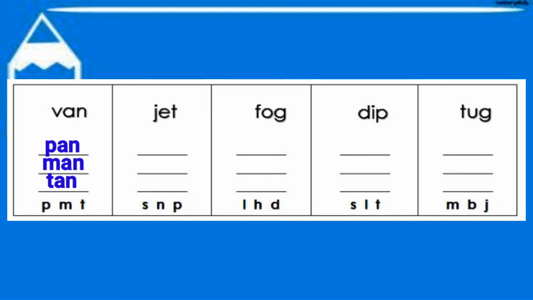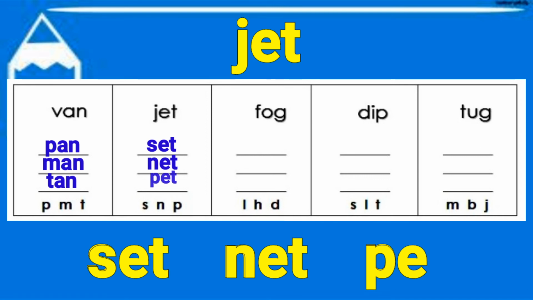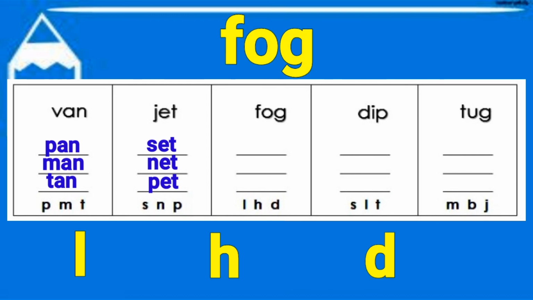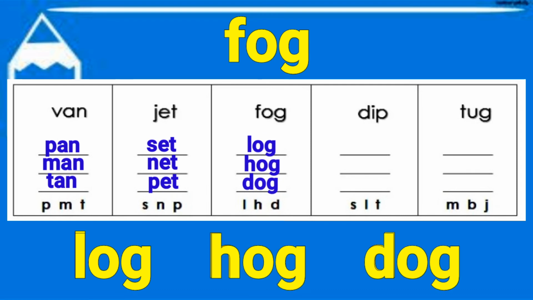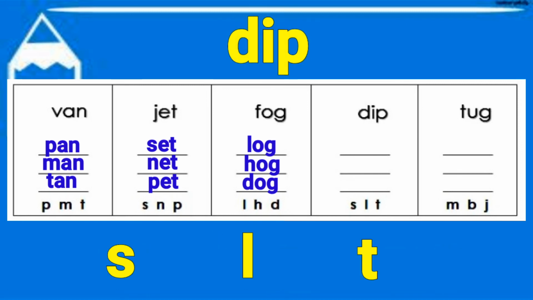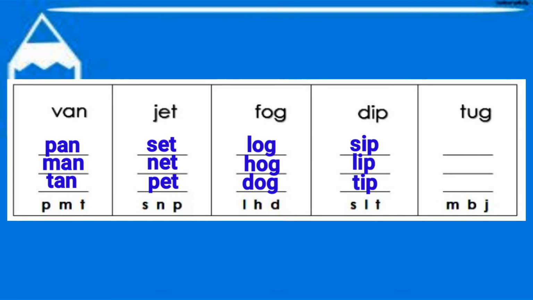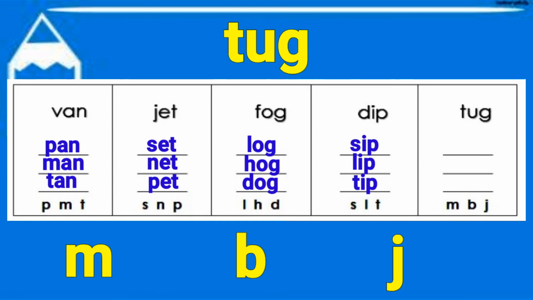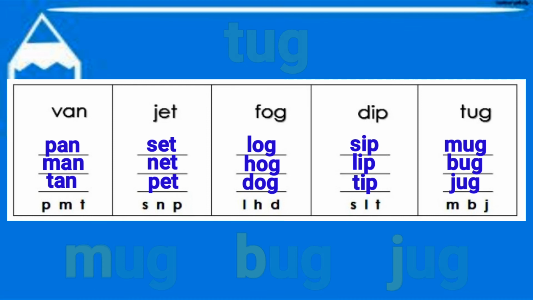The 3 words that we formed out of the word jet are set, net, pet. From the word fag, we formed the 3 words log, hog, dog. From the word dip, we formed the 3 words sip, lip, tip. While from the word tag, we formed the words mug, bug, and jug. Look at your work. Do we have the same answers?